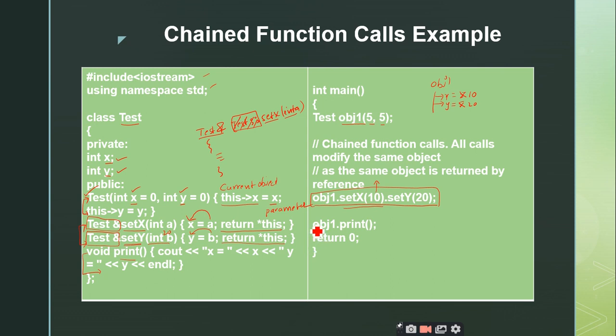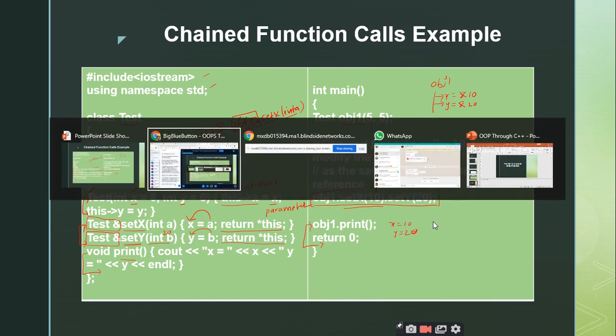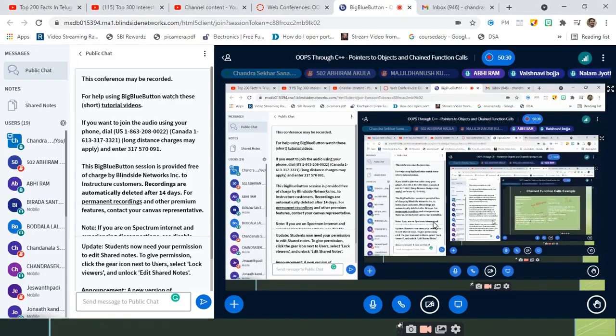I am just invoking the print function, and it will print the values of x is equal to 10 and y is equal to 20. This is how the invoking of chain function calls is implemented. Is it clear?